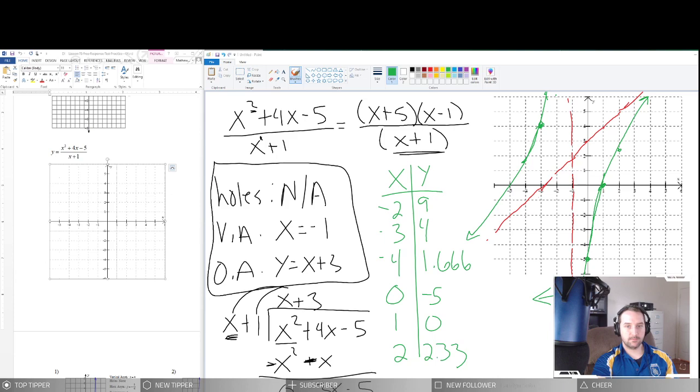Cool. Any other questions? Awesome. Well, I think you guys are going to do fine. I looked at all the questions on the test. They're not too bad. They go from the very basic questions, like what are the vertical asymptotes, to having to graph a few of them.